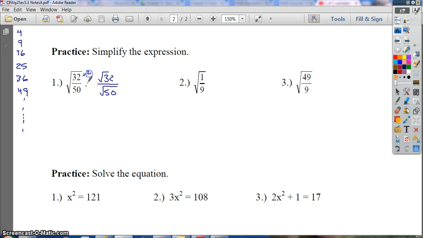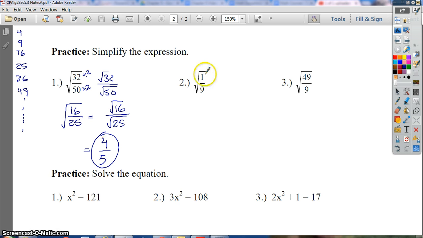I can recognize these are both divisible by 2. So I'm going to make this 16 over 25. I am then going to make this the square root of 16 over the square root of 25, which we know is 4 over 5. So if you know what you're looking at, life is going to be easier.